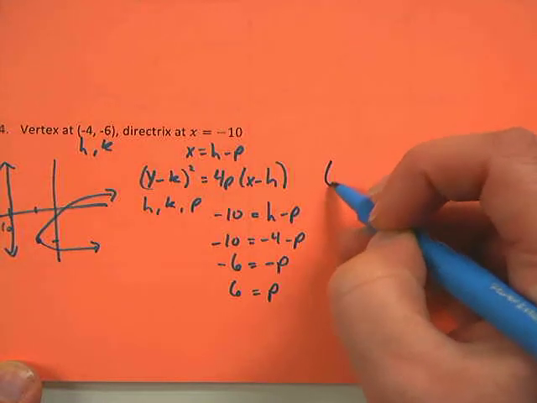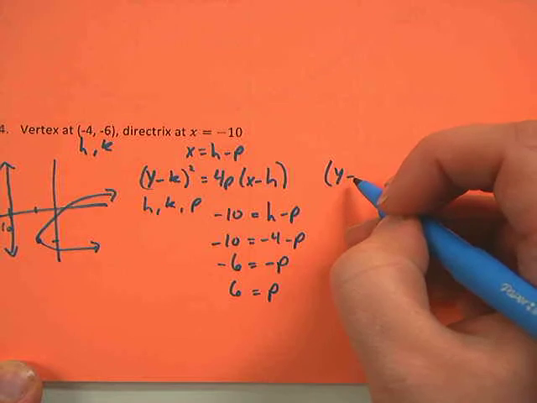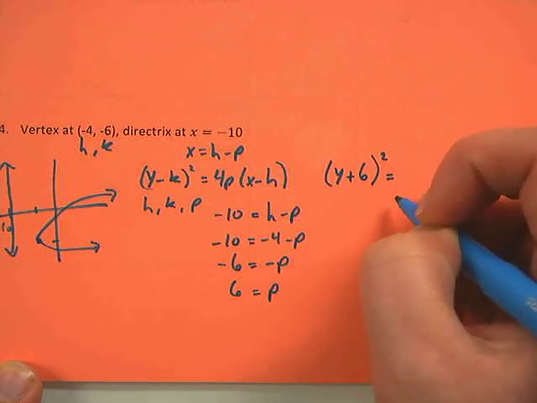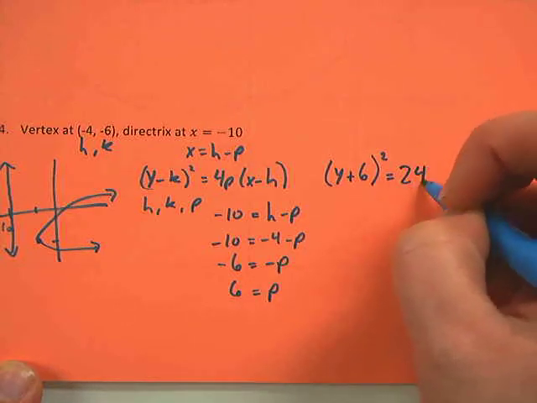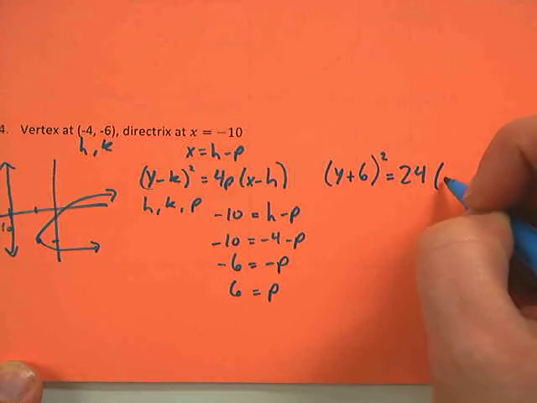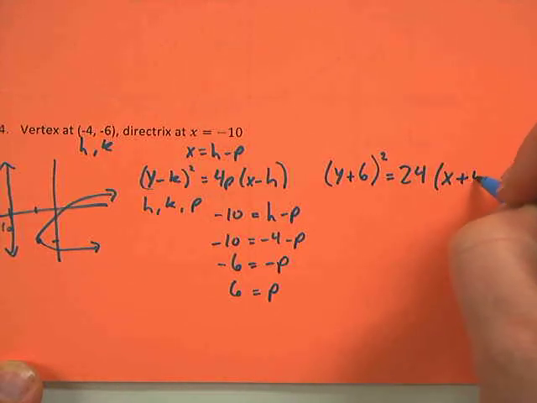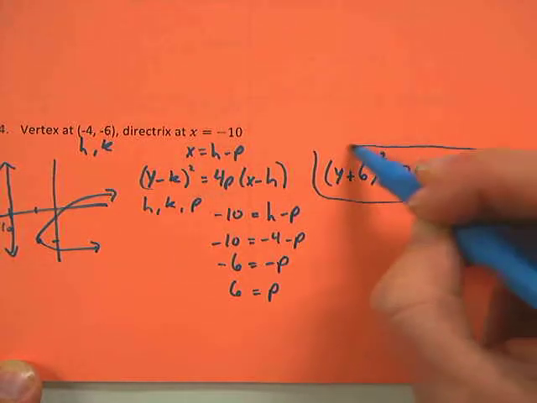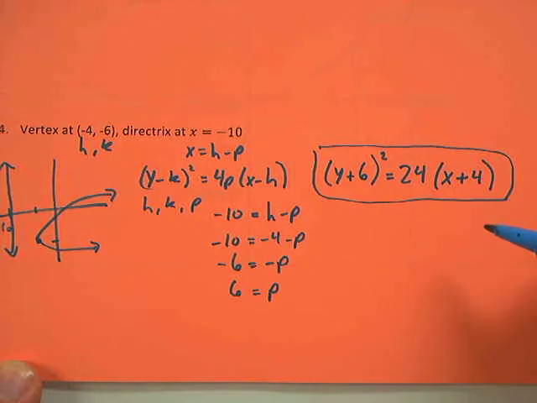And now we can just go ahead and write our equation. So using this form, we have y minus k, and since k is -6, minus -6 is really going to be like adding 6, equals 4p, so 4 times 6, so 24, times x minus h, so minus -4, so that's going to be a plus 4. So our equation is going to end up being y plus 6 squared equals 24 times x plus 4.